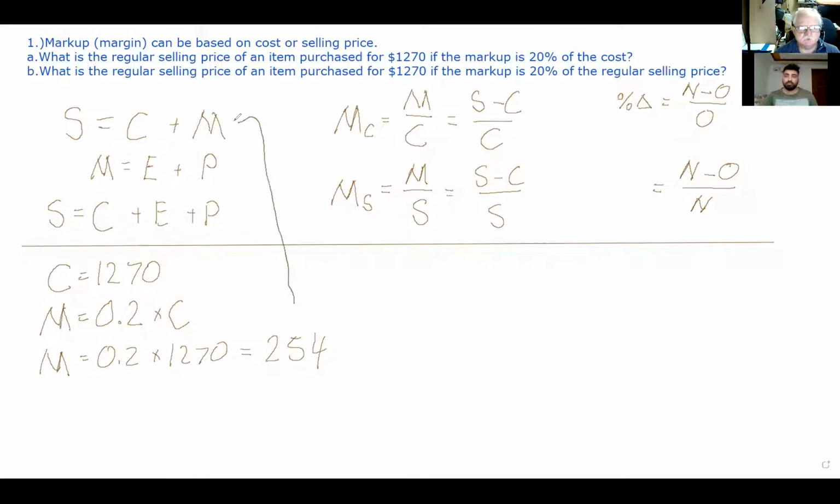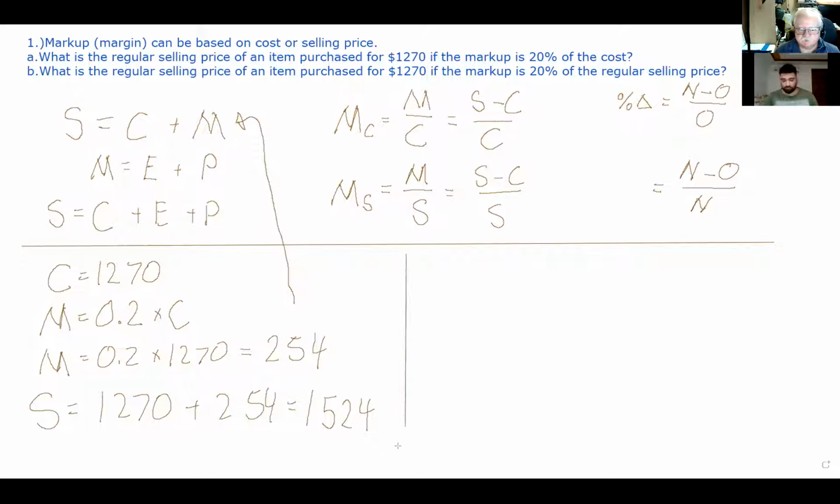So we're going to be using this equation because we don't know anything about expenses and profit. So S equals cost, 1,270 plus 254 equals 1,524. So that would be the selling price if it's 20% markup based on cost.